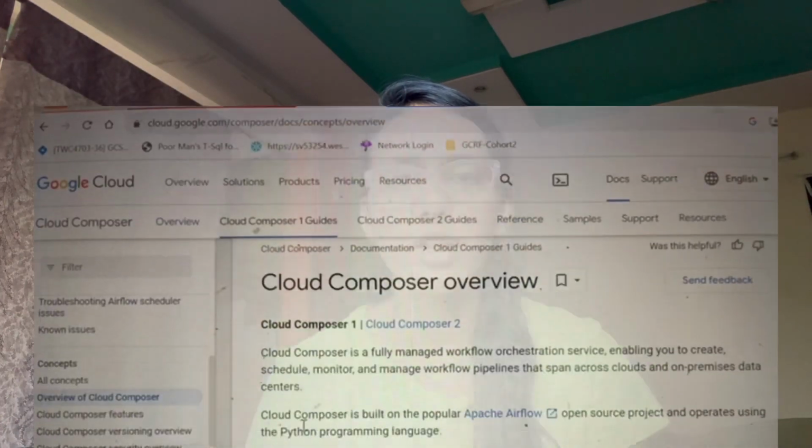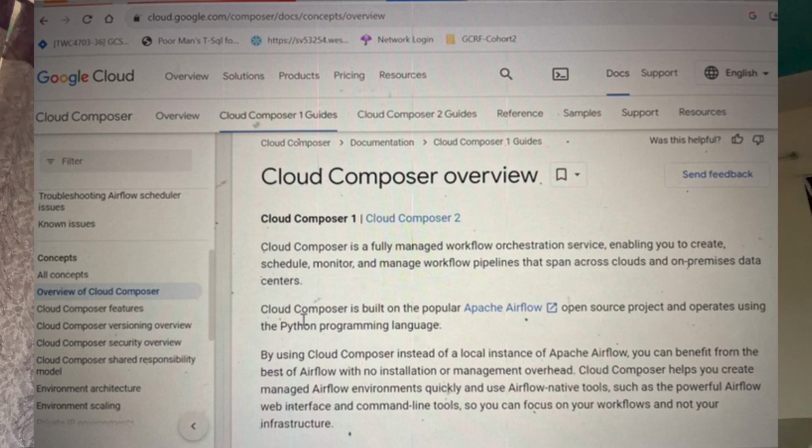I recommend reading the documentation provided by Google only, which also includes case study questions and real-world examples of how other organizations are using these services for their issues and their requirements. So I strongly recommend that you read the documentation provided by Google.